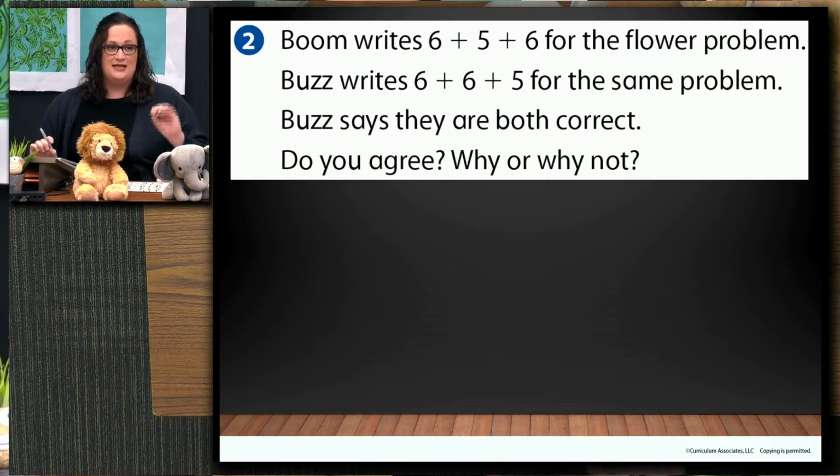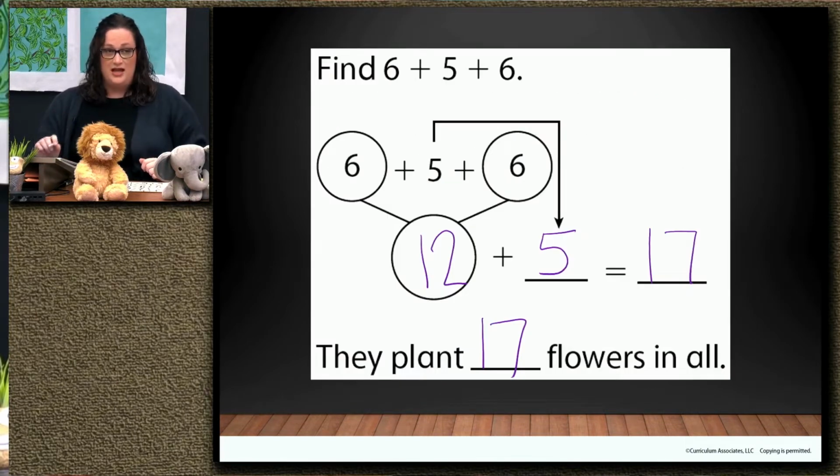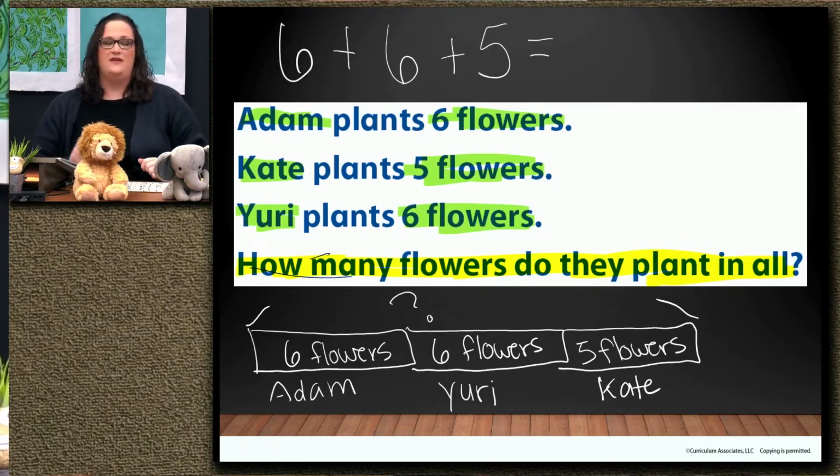Boom writes 6 plus 5 plus 6 for the flower problem. Buzz writes 6 plus 6 plus 5 for the same problem. Buzz says they're both correct. Do you agree or do you not? And why? What's funny is, friends, look what Mrs. Wally did. They wrote 6 plus 5 plus 6, and I wrote 6 plus 6 plus 5.